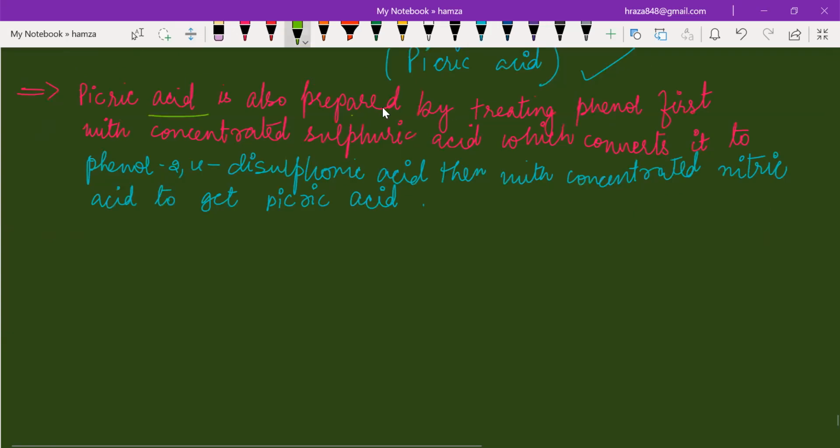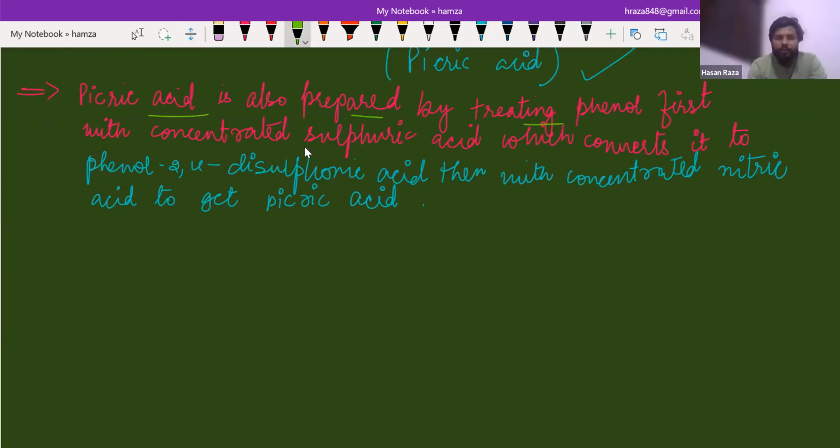Picric acid is also prepared by treating phenol first with concentrated sulfuric acid, which converts it to phenol 2,4-disulfonic acid, then with concentrated nitric acid to get picric acid.